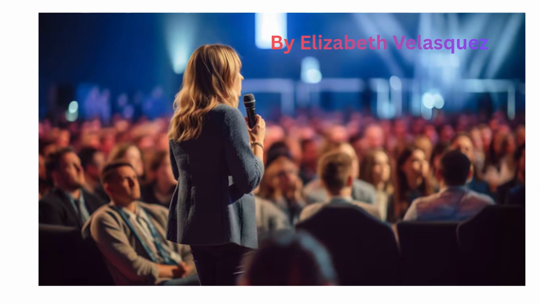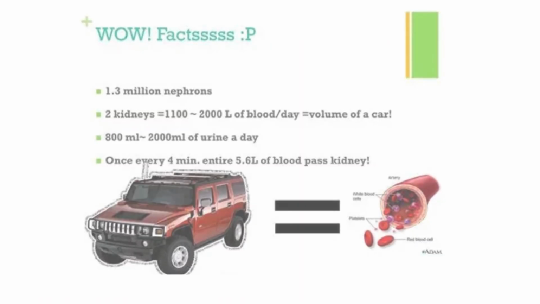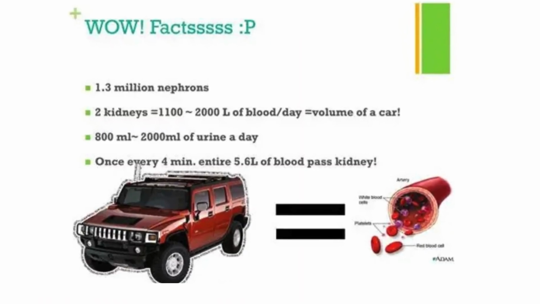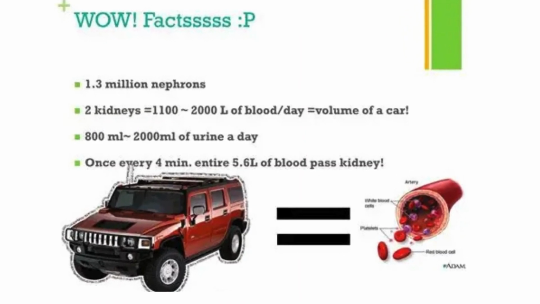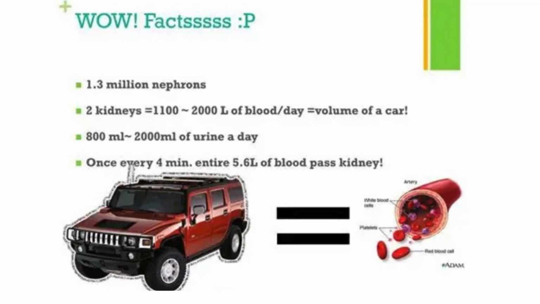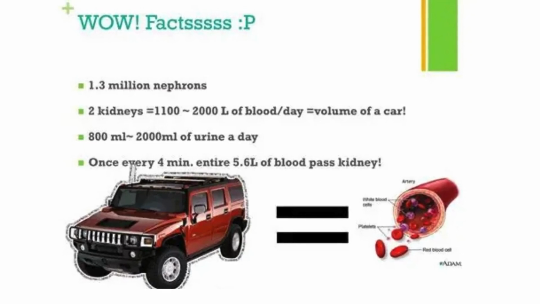The functional unit of the kidney is called the nephron, and each kidney in the adult has approximately 800,000 to 1.3 million nephrons. Two kidneys filter 1,100 to 2,000 liters of blood per day, which equals the volume of a car. 800 milliliters to 2,000 milliliters of urine is produced by the average adult every day. And once every 4 minutes, the entire 5.6 liters of blood pass the kidney.